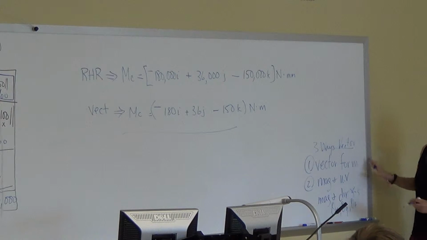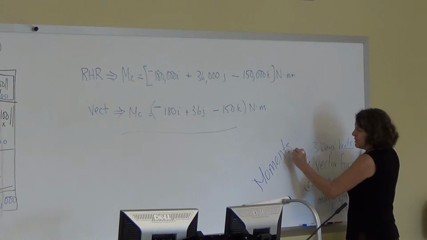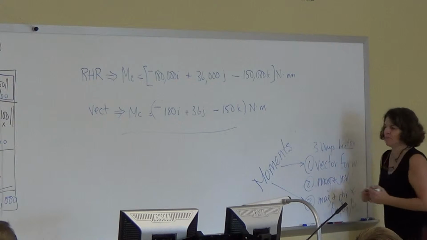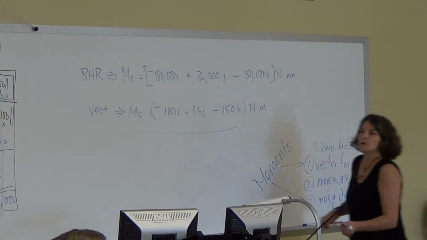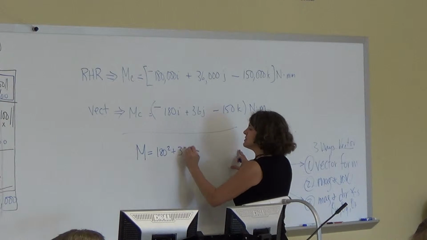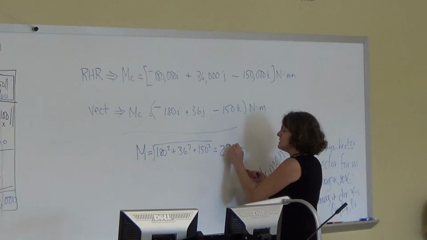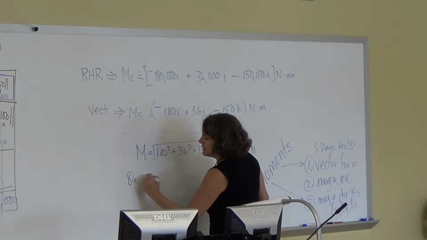When we represent moments, they are used in vector form and magnitude and direction angles. We don't usually use unit vectors. So it's very much like resultants. When we found resultants, we represented them in vector form and magnitude and direction angle. So we found the magnitude: 180 squared plus 36 squared plus 150 squared, and it came out to be 237 Newton meters.